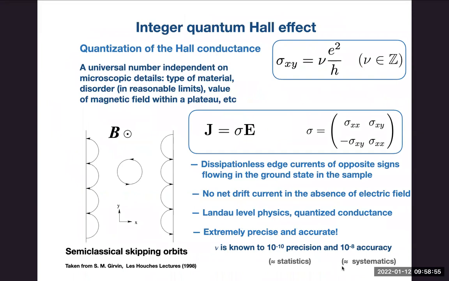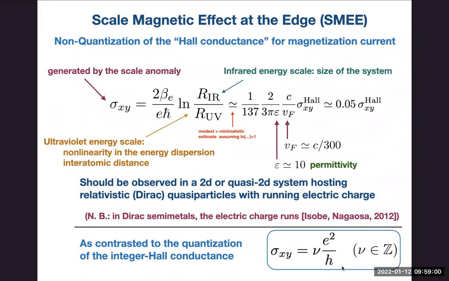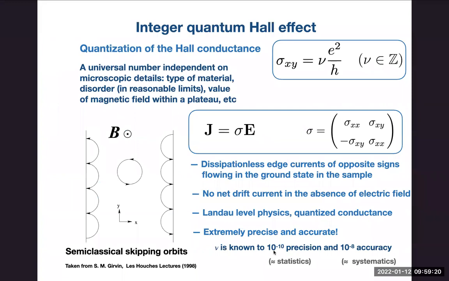So what you get is the magnetization current which appears in the system due to quantum effects. The current will move inside the system only, it cannot exit it. And this current can be actually quite big. It can be a few percent of the Hall current. And I would like to mention that the Hall current, the Hall conductivity, is known at extremely great accuracy, up to 10 to the minus 10 precision, or say 10 to the minus 8 accuracy.